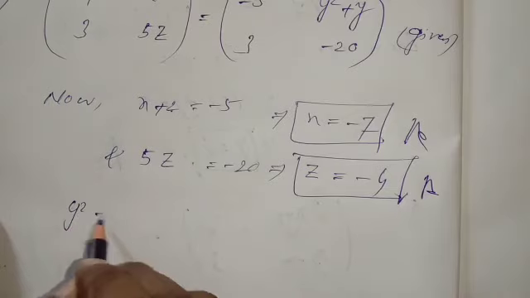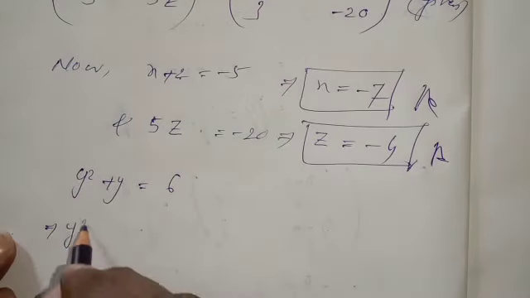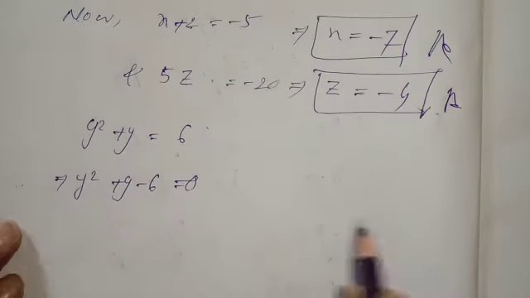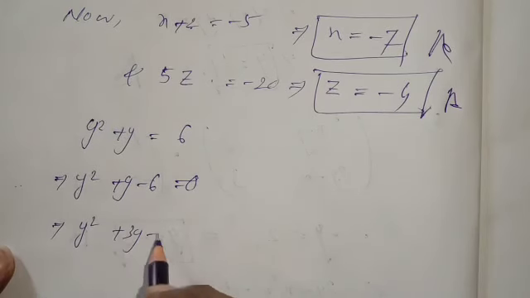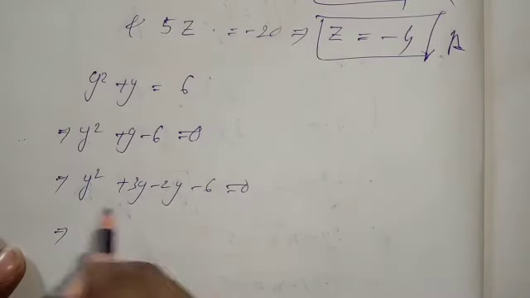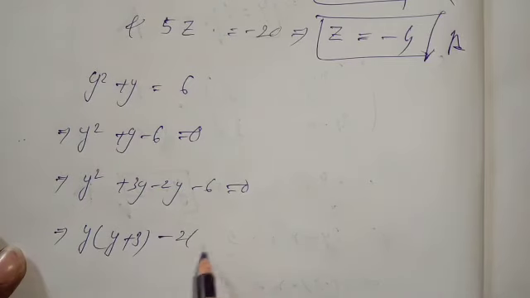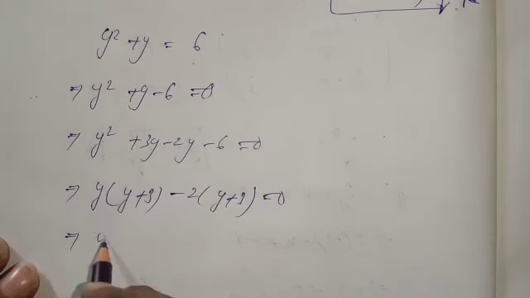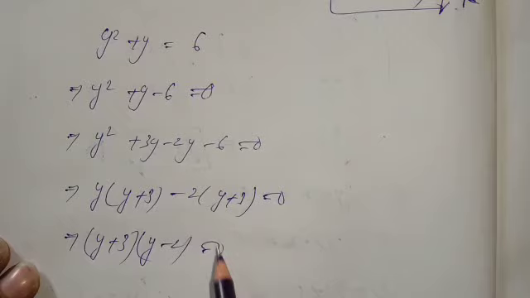y square plus y equal to 6. So this implies y square plus y minus 6 is equal to 0. It is a quadratic equation. Solve: y square plus 3y minus 2y minus 6 is equal to 0. Taking y common from the first two terms, y plus 3, then minus 2 common from the last two, y plus 3 is equal to 0. Taking y plus 3 outside, this will be y plus 3, y minus 2 equal to 0.